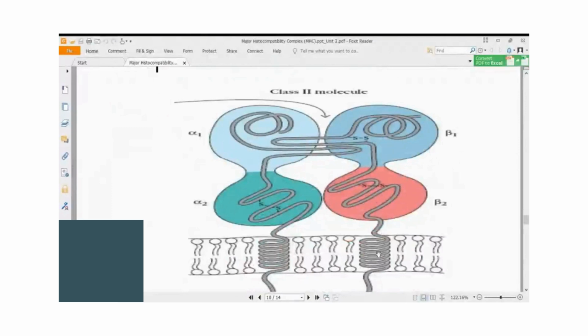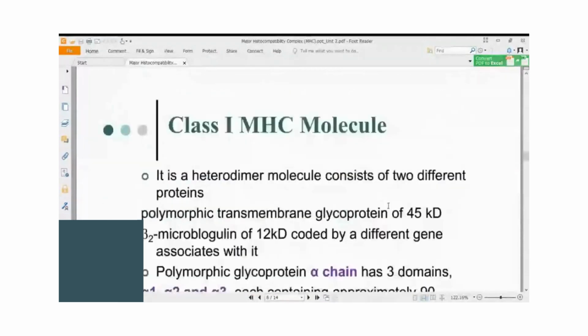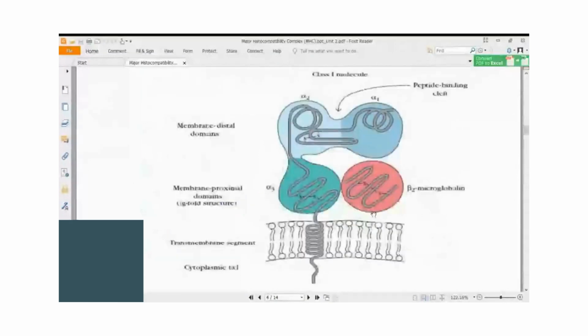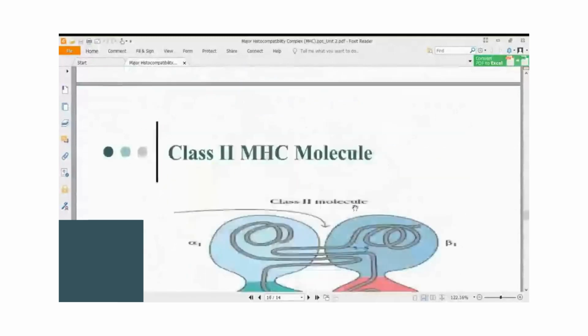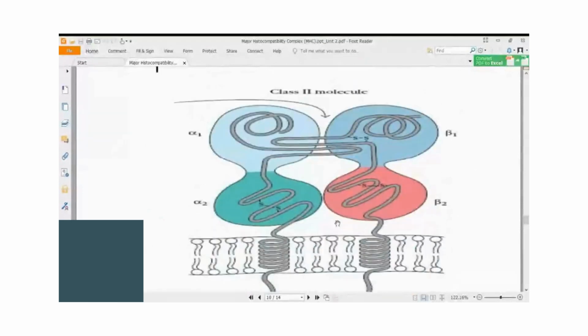Both of them are embedded in the membrane. Whereas in class 1 MHC, beta 2 is free. It is not embedded in the membrane. Please remember that. Do not make a mistake of connecting it to the membrane. It is associated with the alpha 3 domain, but not connected with the membrane. Whereas here in the class 2 MHC, the beta 1 and beta 2 domains form a separate peptide that traverses through the membrane and goes into the cytoplasm as a cytoplasmic tail. And I already mentioned to you that class 2 MHC is expressed by only antigen presenting cells.